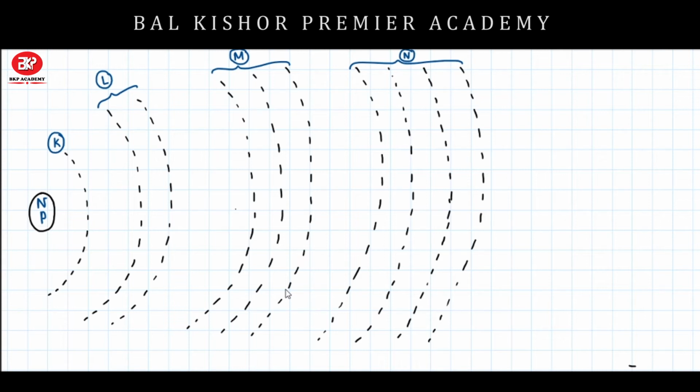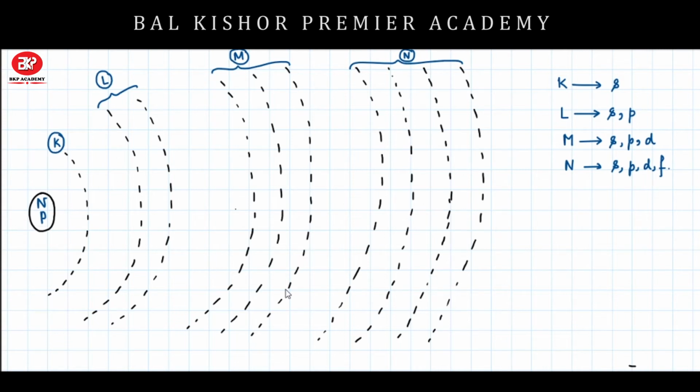Now we know that in the K energy level, there will be only one subcell, that is S. In the L energy level, there will be only two subcells, S and P. In the M energy level, we will have three subcells, S, P and D, and the N energy level will have S, P, D, F subcells.